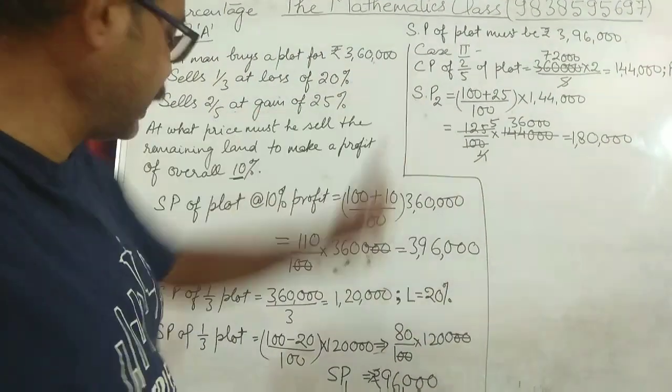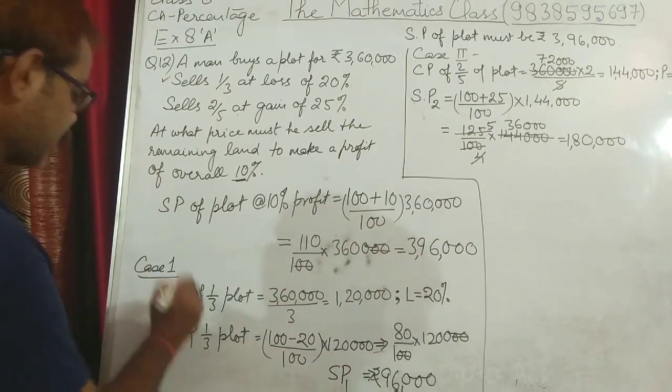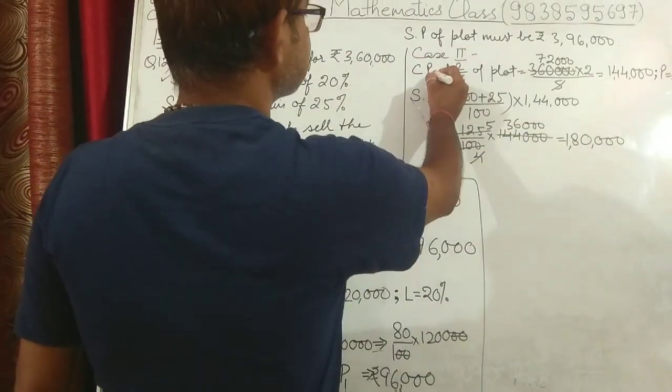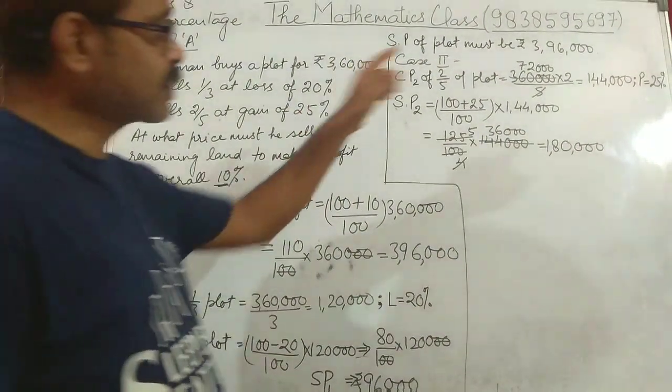This was the second selling price, this was the first selling price. This is the first cost price, this is the second cost price. Now he requires how much?